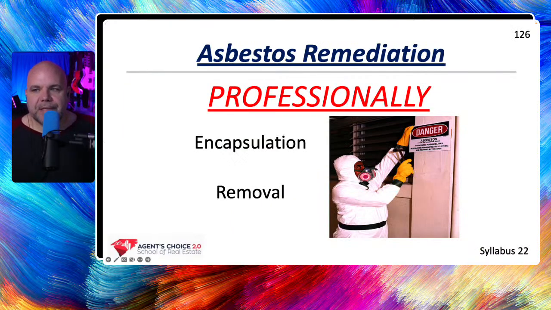But here are the two ways: removal or covering it up. Encapsulation just means covering it up. Removal is going to be more expensive. It's going to require a lot more labor and a lot more risk that you make the problem worse because you're releasing things into the air to be breathed. That's why encapsulation tends to be the most common handling of asbestos remediation.